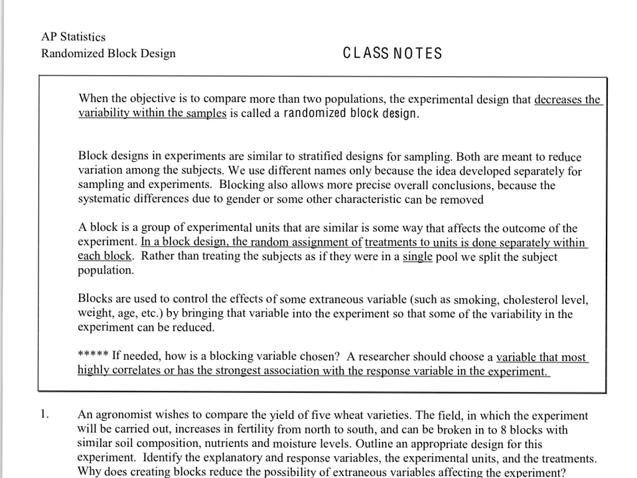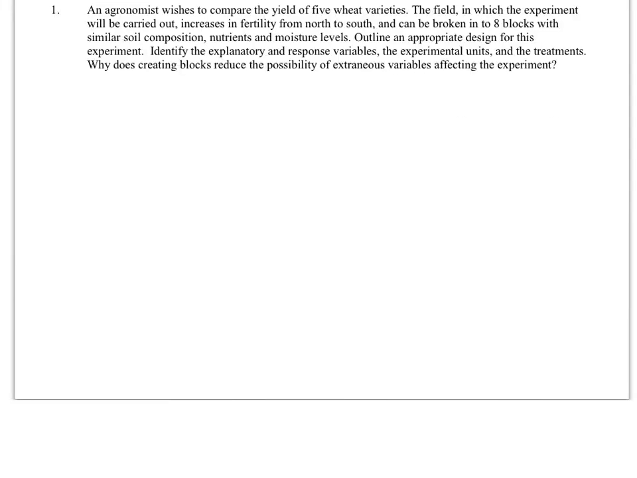So let's take a look at our first one. An agronomist wishes to compare the yield of 5 wheat varieties. The field in which the experiment will be carried out increases in fertility from north to south and can be broken into 8 blocks with similar soil composition, nutrients, and moisture level. Outline an appropriate design for this experiment. Identify the explanatory and response variables, the experimental units, treatments, and why does blocking affect the experiment.